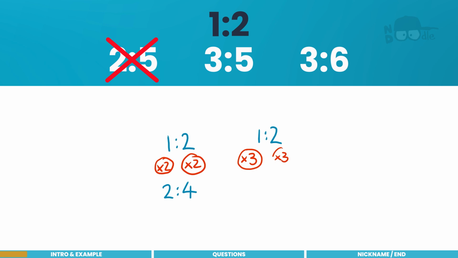If we scale up our ratio by a factor of 2, we'd get 2 to 4. So 2 to 5 is not equivalent and hence is not proportional. And if we scale up our original ratio by 3, we'd get 3 to 6. So 3 to 6 is proportional and 3 to 5 isn't.